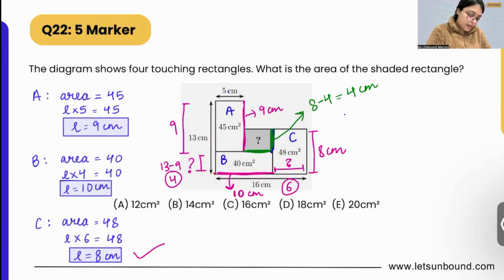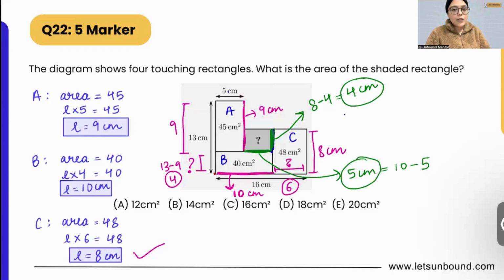So how easy it was. We got the length as 5 centimeters, which is 10 minus 5. So can you see we calculated length also and width also. Now all we have to do is just apply the formula of area of rectangle, that is length into width. And you see we get 4 times 5, which is 20. So area of the shaded rectangle will be length times width, which is 5 times 4 gives us 20.